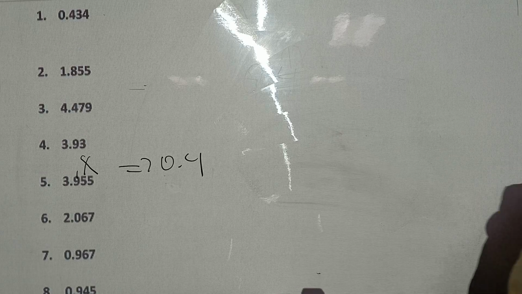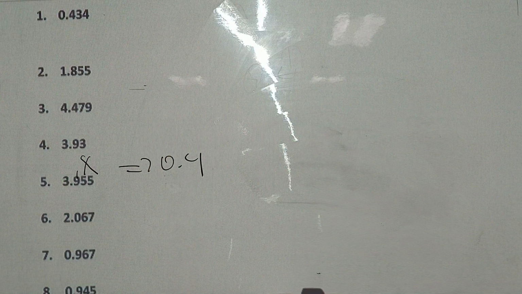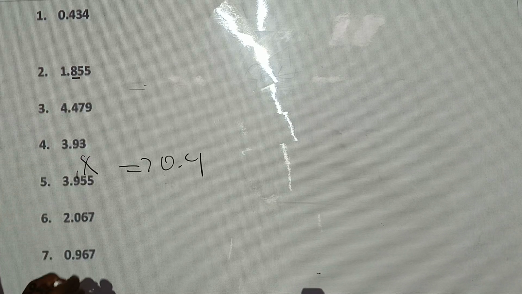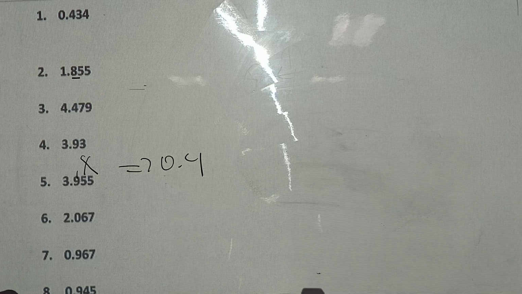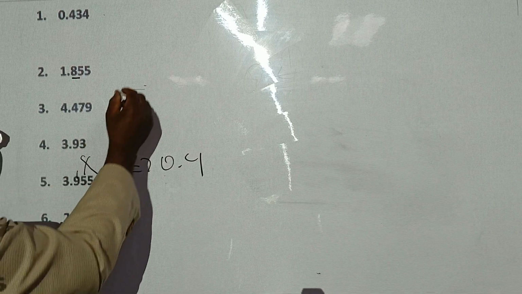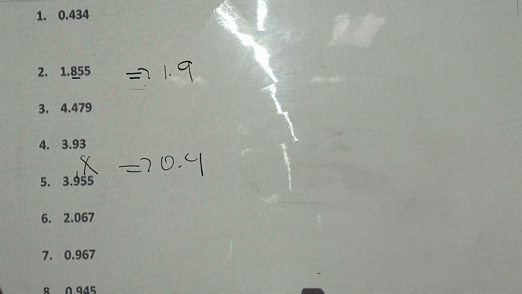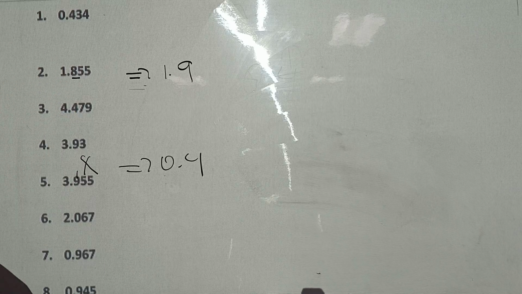So which one you got? 1.855. All right, so we've got to round to the nearest tenth. Our tenth place is 8. The number that comes after that is a 5 or greater? Yes. So we're going to move this to the next one, 1.9. But Mr. Ziba, why do you stop at 1.9? It's because they told us to stop at the tenth place. The tenth place is one place after the decimal.